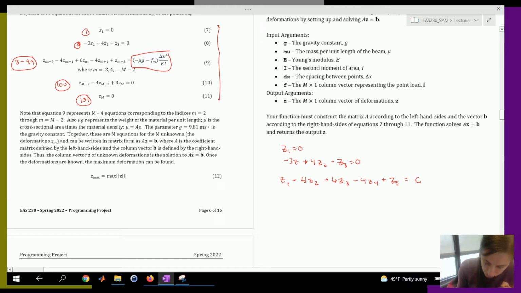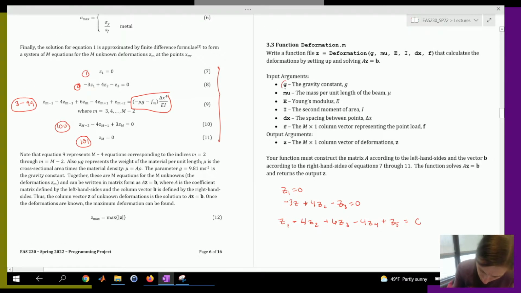Keep in mind, all of these values are inputs. So g is an input to your function, mu is an input to your function, e is an input to your function, I and dx and f. So this is dx. These are all inputs to your function. Keep in mind it's f of m. So this here is a vector, and f of m would be f of 3.